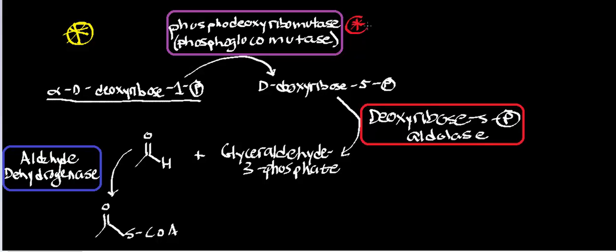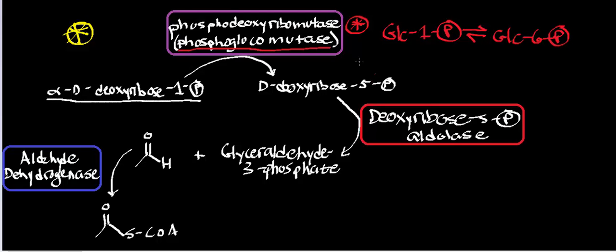phosphodeoxyribomutase. You may be more accustomed to hearing this enzyme referred to by its common name, which is phosphoglucomutase. This same enzyme is able to catalyze the interconversion of glucose 1-phosphate with glucose 6-phosphate, and that reaction becomes important when you're doing glycogen synthesis and glycogen degradation. So this enzyme is also able to catalyze the mutation of deoxyribose 1-phosphate to deoxyribose 5-phosphate. Again, the other name that you'll see is phosphodeoxyribomutase, but they're the same enzyme.